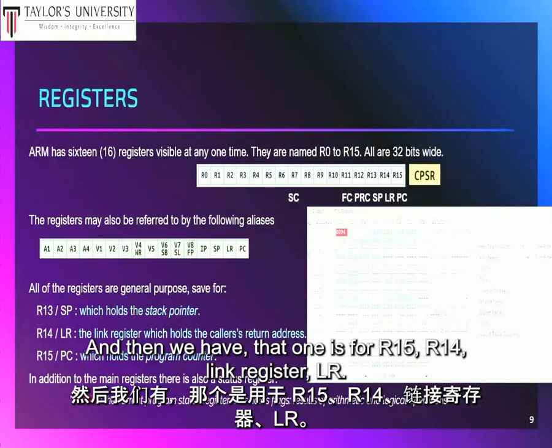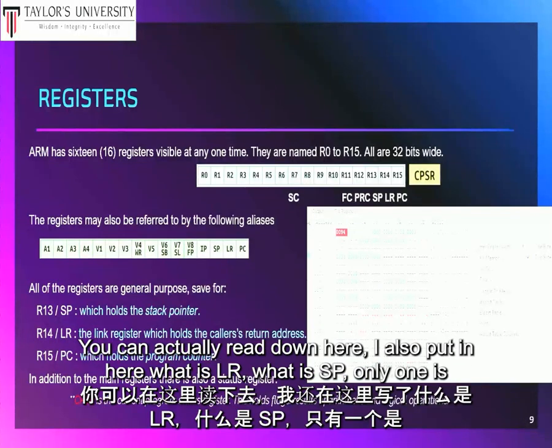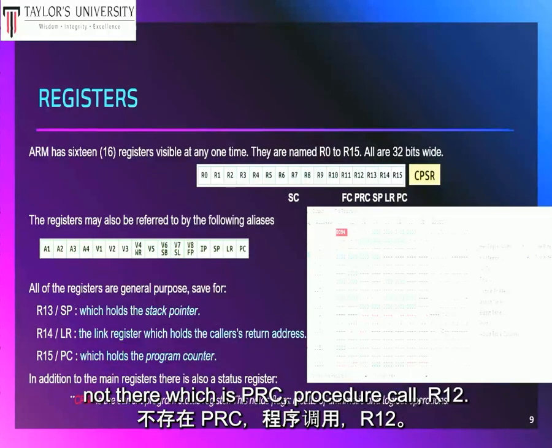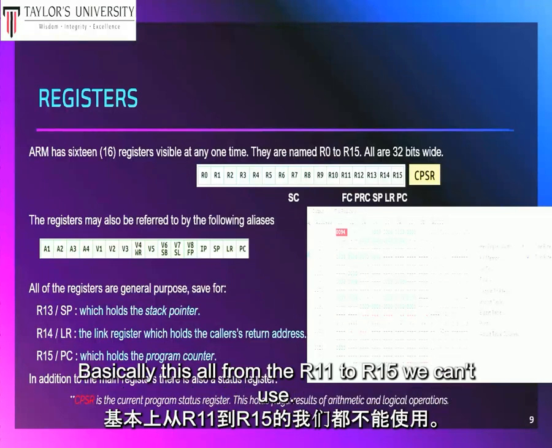The PC counter is exactly like our instruction set in machine language to call an instruction, and that one is for R15. R14 is the link register, LR. You can actually read down here. I also put in what is LR and what is SP. Only one is not there, which is PRC, procedure call, R12. Basically, all of R11 to R15, we can't use.